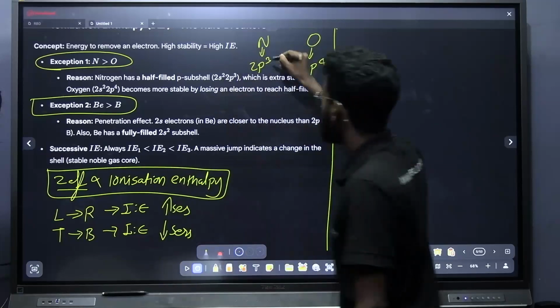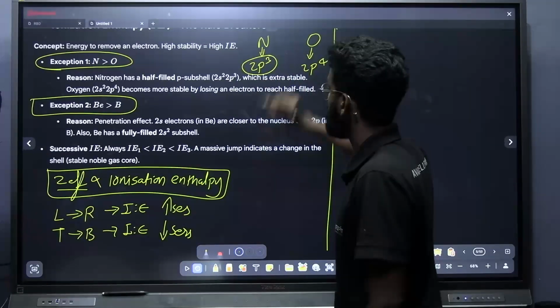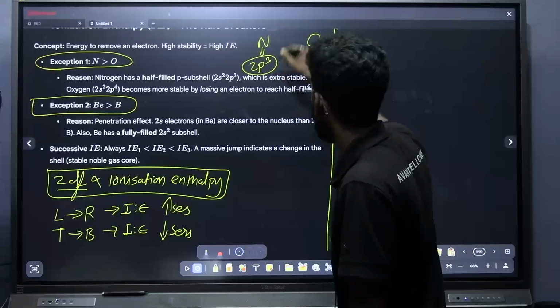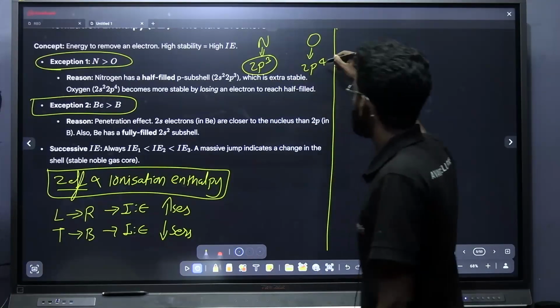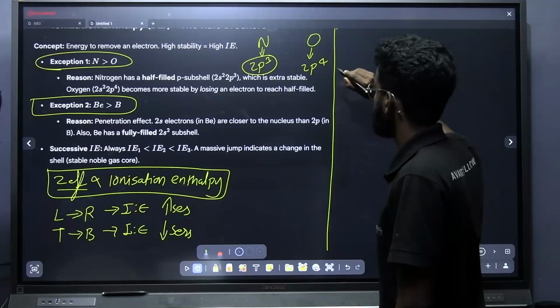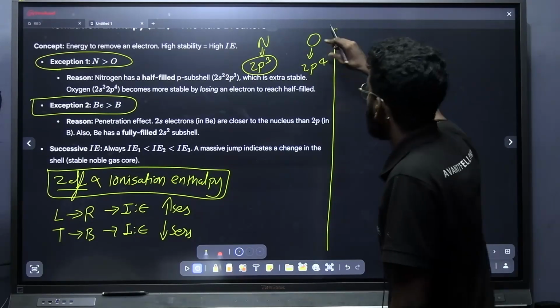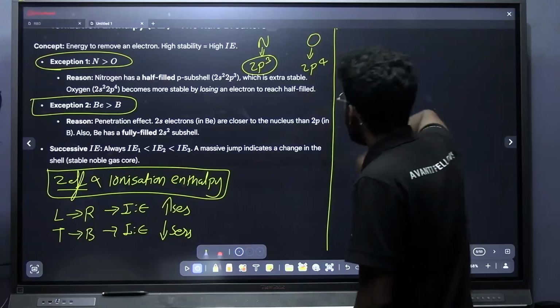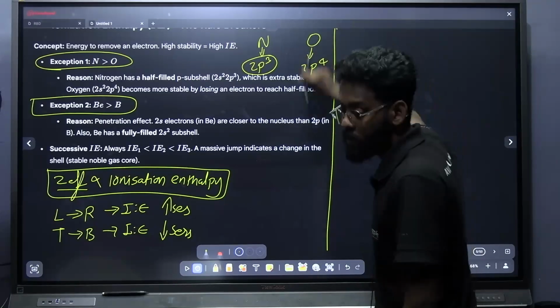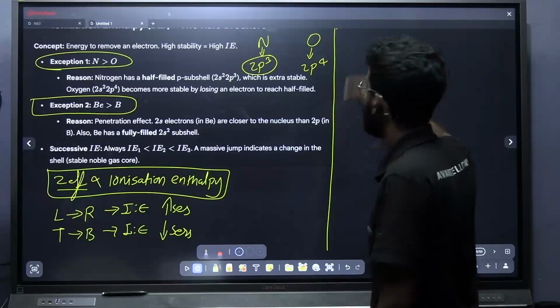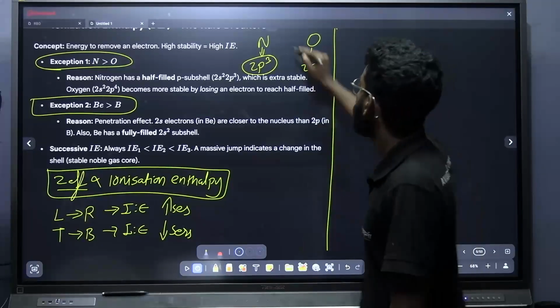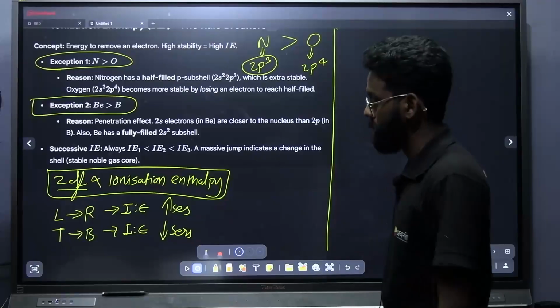Here you can see nitrogen has a stable half-filled configuration. Due to the stable half-filled configuration, it is difficult to remove an electron from nitrogen. But oxygen does not have a stable half-filled configuration. So if we remove one electron from oxygen, it can attain a stable configuration. Due to that, removing that one electron will be easier. So that is why the ionization energy of nitrogen is greater.